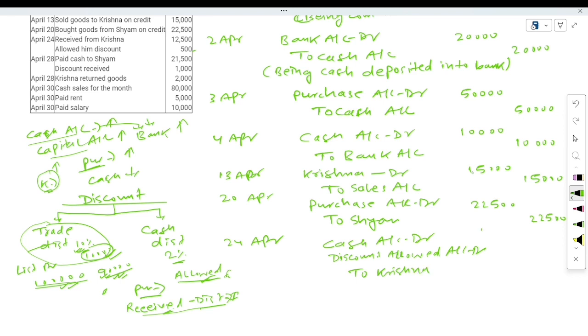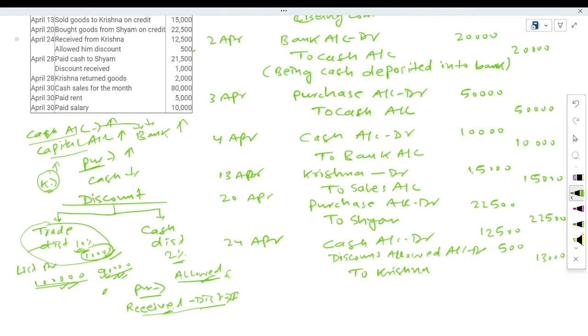How much amount is he receiving? He is receiving 12,500. And how much discount is he allowing? 500. It means what will be the total amount? 13,000. So this entry is known as a compound entry. Here at the same time two accounts are getting debited. It may be 2 accounts or 3 or 4 accounts debited at the same time, and 2, 3 or 4 accounts may be credited at the same time. So this entry is known as a compound journal entry.